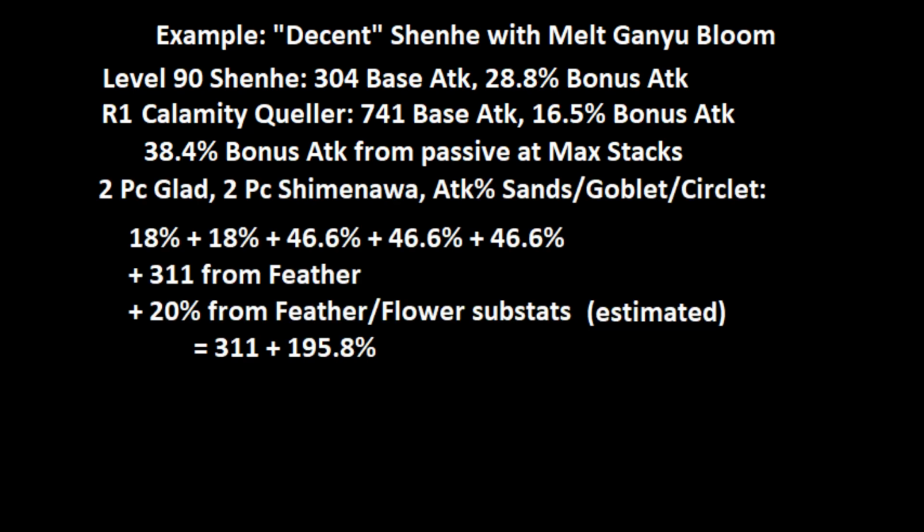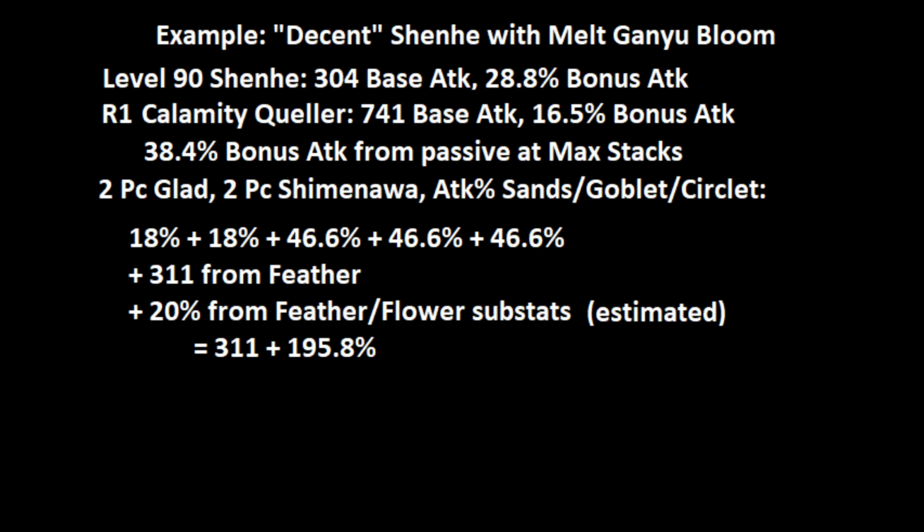The artifact set we'll be using will be 2-piece Gladiator, 2-piece Shimenawa, and we'll be using attack percent on Sands, Goblet, and Circlet. The feather will be level 20, so 311 flat attack from the feather, and we're going to estimate that she'll get another 20% attack bonus from substats. And if you're heavily investing in artifacts, you'll probably have more than 20%, so this is just an estimate. All that together gives you 195.8% bonus attack plus 311 flat attack.